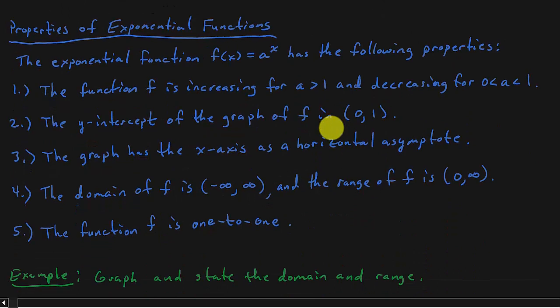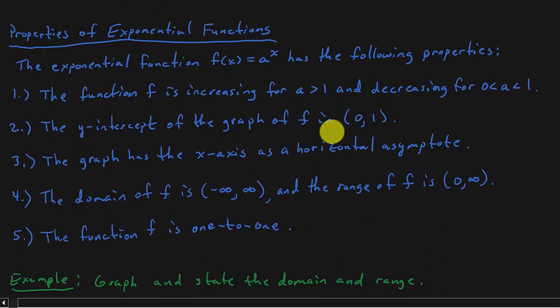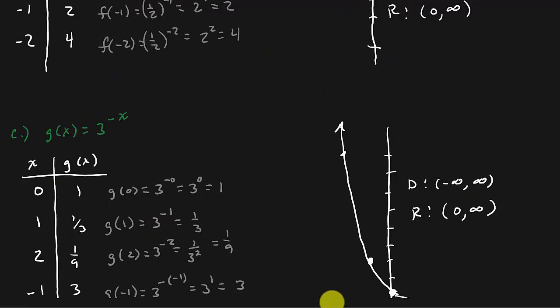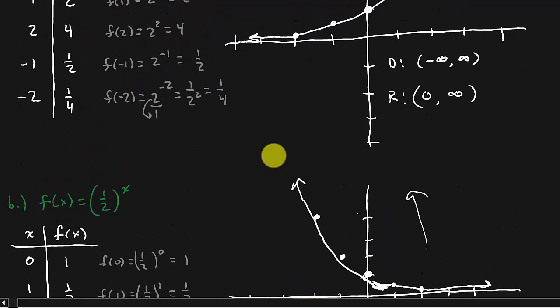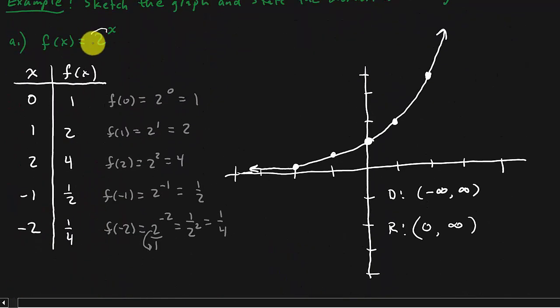But let's look at this. We've got properties of exponential functions. So the exponential function f of x equals a to the x has the following properties. The function f is increasing when a is positive and decreasing when a is between 0 and 1. Okay, so when a is positive, remember they're talking about this value here, a. See how that's positive? Look at this thing. If we read it from left to right, see how it's increasing?